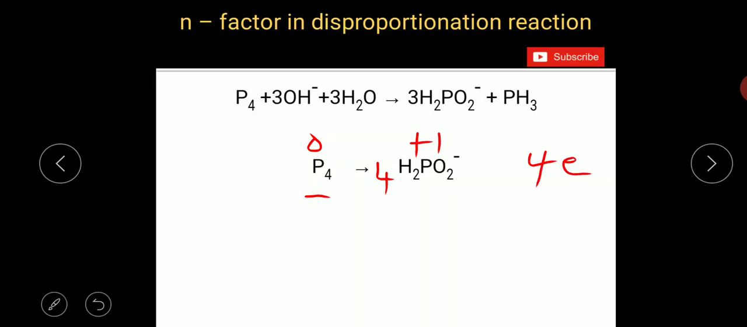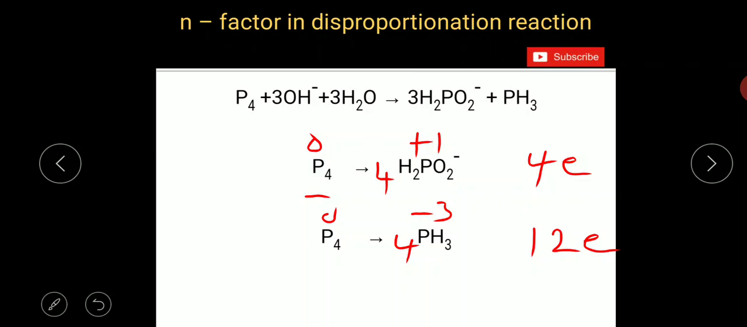And come to another conversion, P4 into PH3. Once again, oxidation state of phosphorus in P4 is 0 and oxidation state of phosphorus in PH3 is minus 3. So you can see change in oxidation number by 3 units. But when you balance this part of the equation in terms of phosphorus, it becomes 4PH3. So how many number of electrons are transferred now? 4 3s are 12.